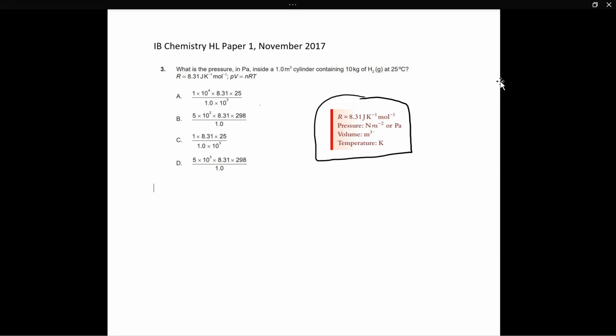This is also available in your formula booklets, but as I've mentioned in a previous video, you do not get the entire formula booklet in Paper 1. You only get the periodic table.